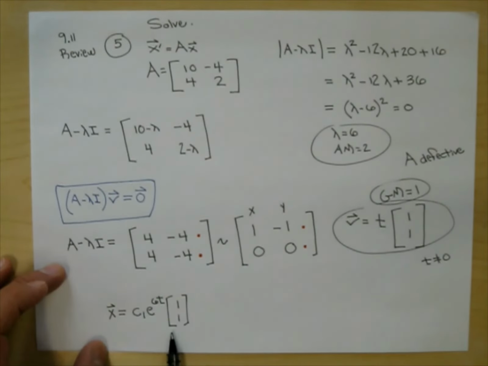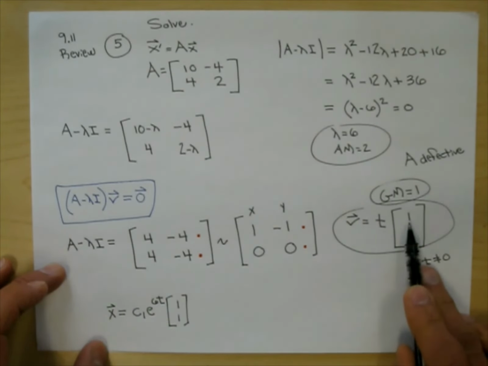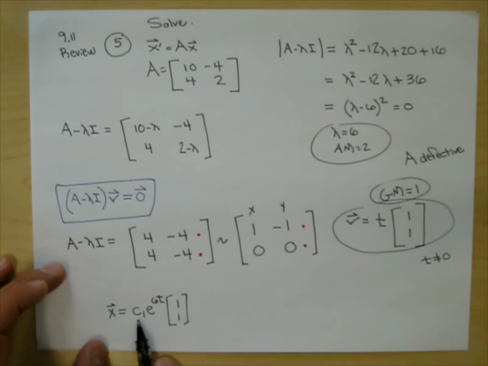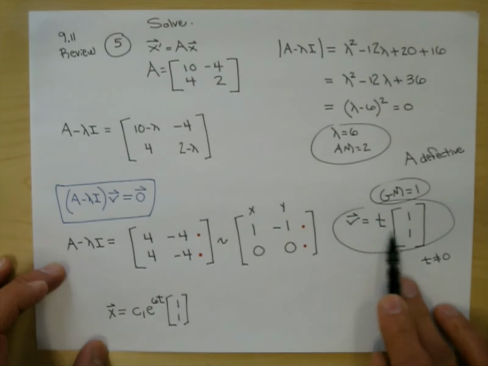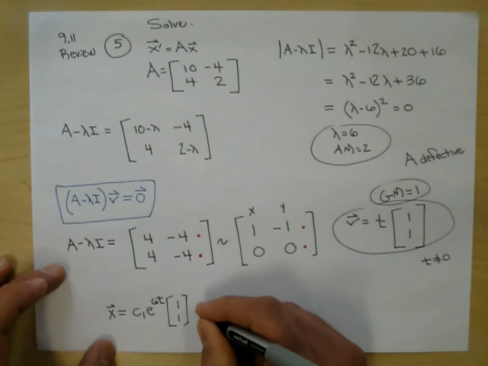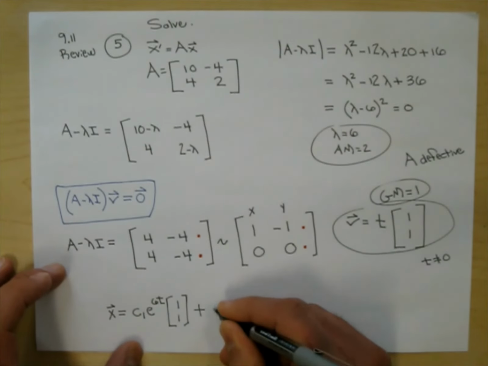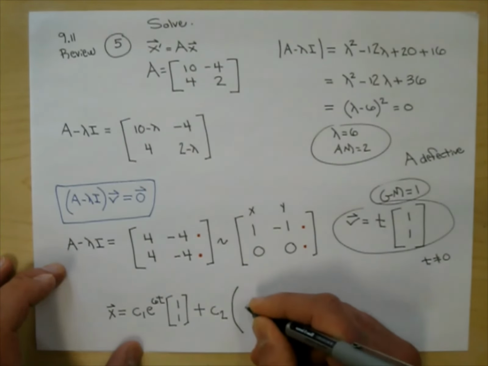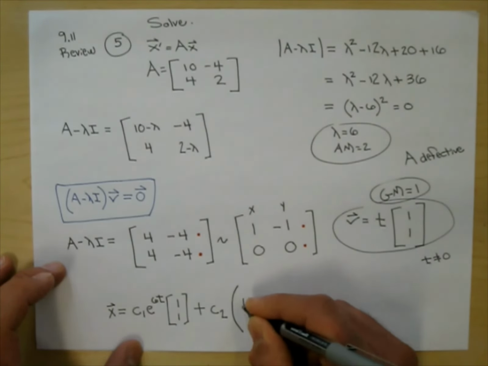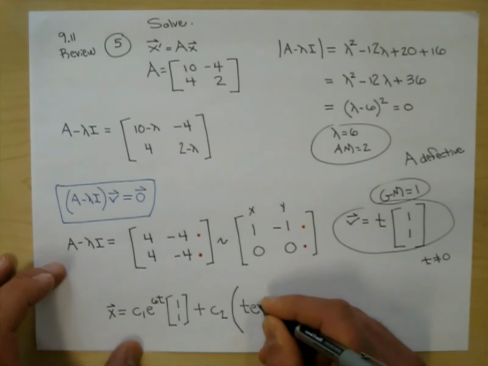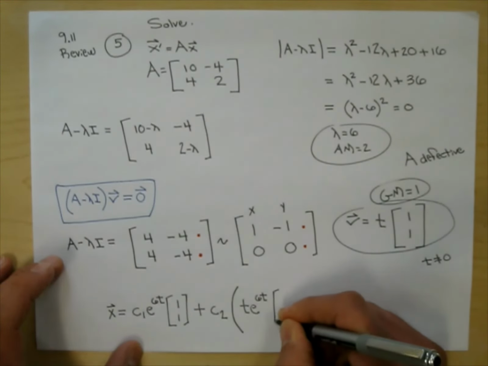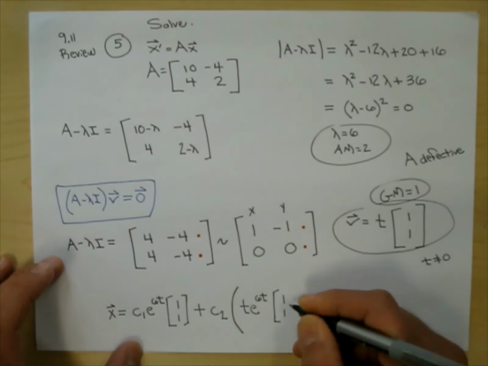I could actually use any eigenvector. I could use 7, 7. If I put a 7, 7 here, of course, this C1 is there, so it's any multiple of this, just like you had a t there. Plus C2, and in parentheses, we put t e to the 6t, 1, 1.